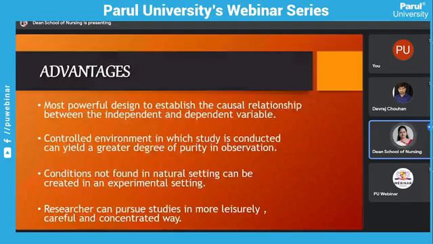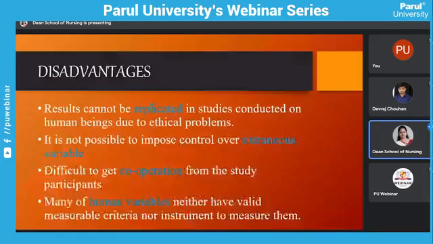Now let us see a few disadvantages. The results cannot be replicated in studies conducted on human beings due to ethical issues. It is not possible to impose control over extraneous variables. It is very difficult to get cooperation from the study participants. And many of the human variables have neither valid measurable criteria nor instruments to measure them.